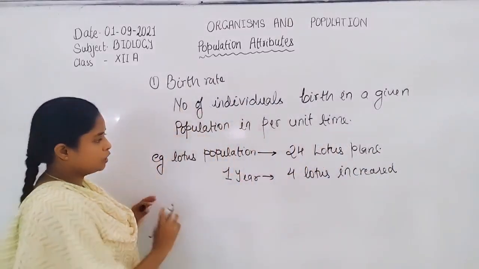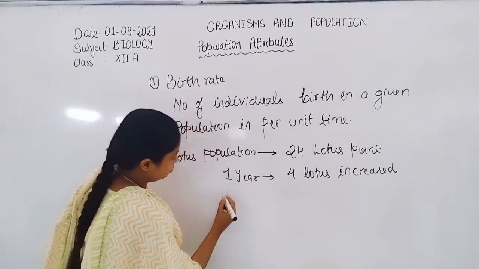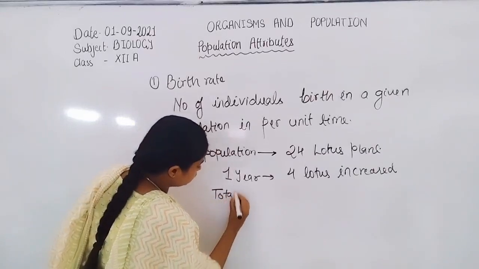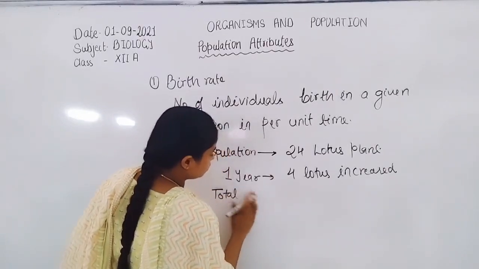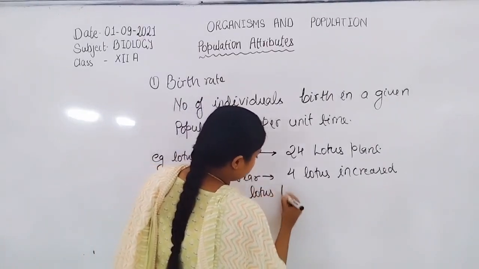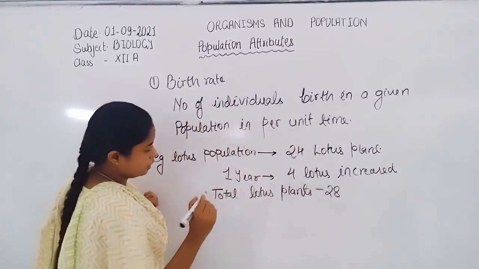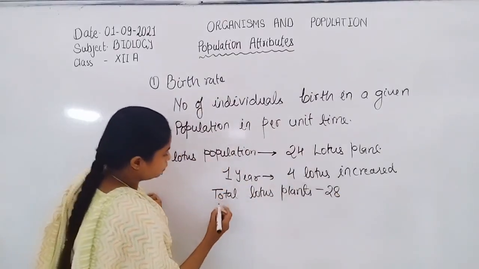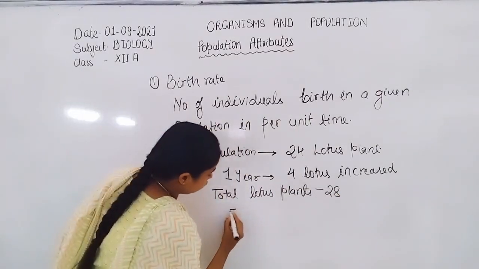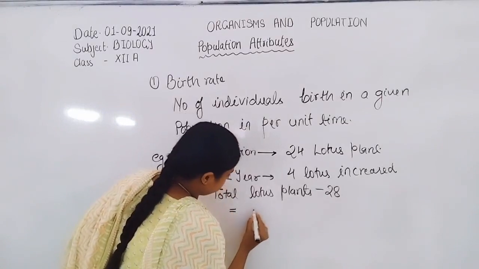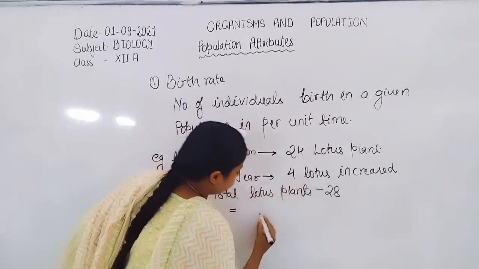So what is the birth rate of the lotus population? Now the total number of lotus plants is 28. But if we calculate the birth rate of the lotus population per year, we always calculate the total number of births per year. So what is the birth rate?